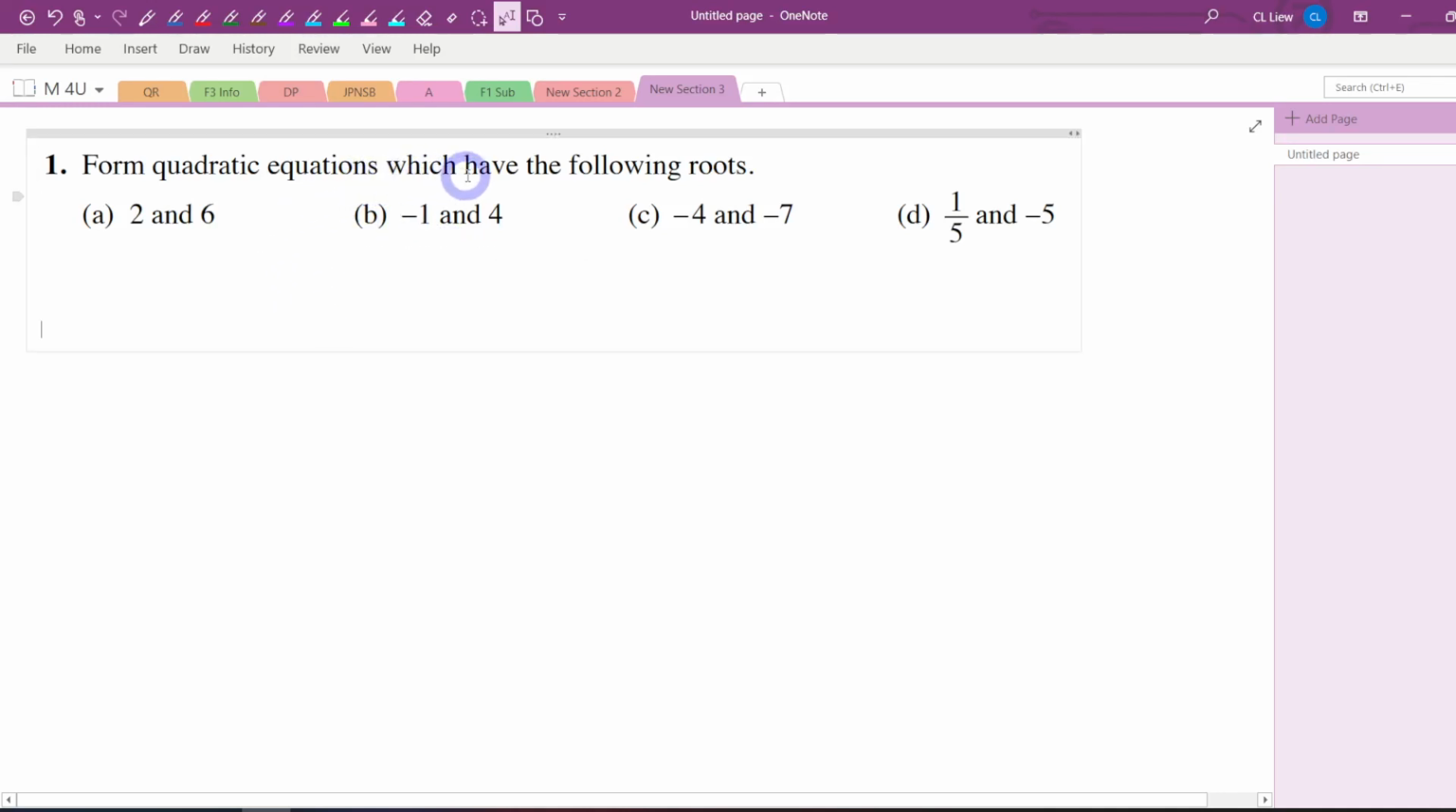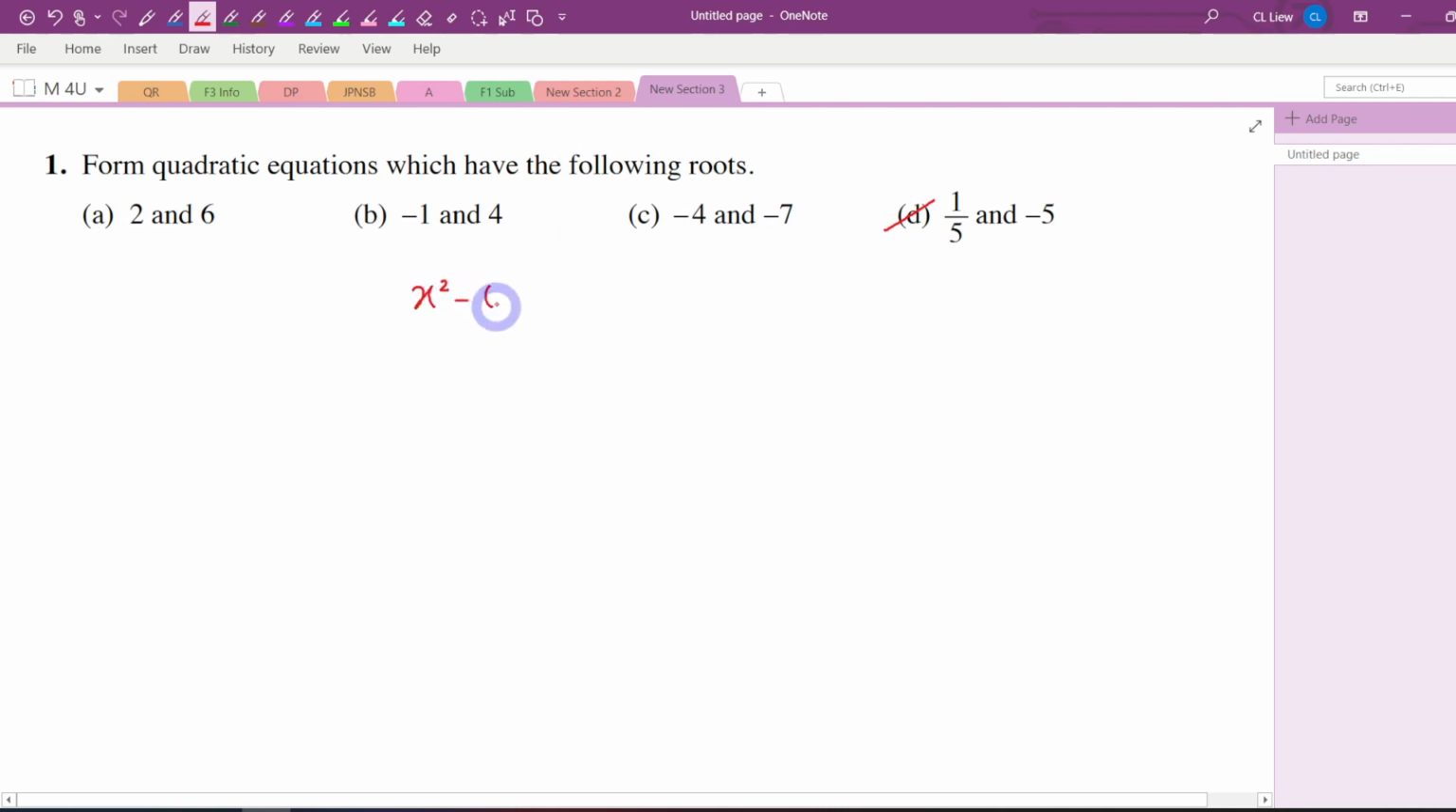Form a quadratic equation which has given roots. There are a few ways that we can form a quadratic equation when we are given the roots of the quadratic equation. Let me show you the first method first. So here I have 4 parts. Let me show you part D. Now I'm going to use this to help me form the quadratic equation.